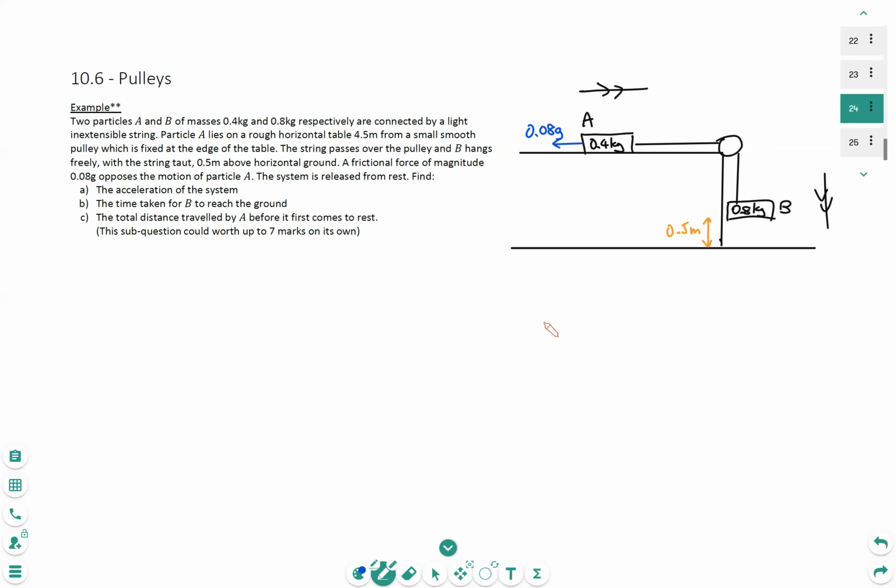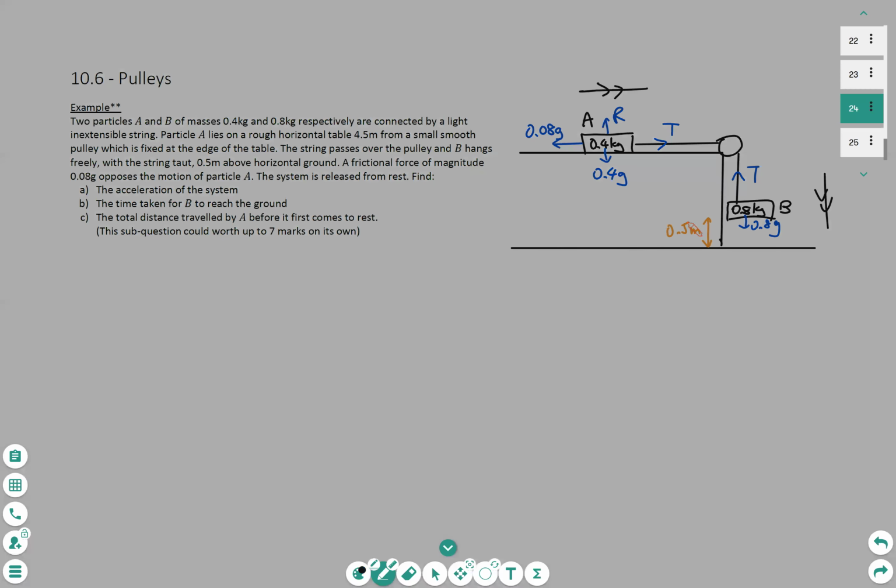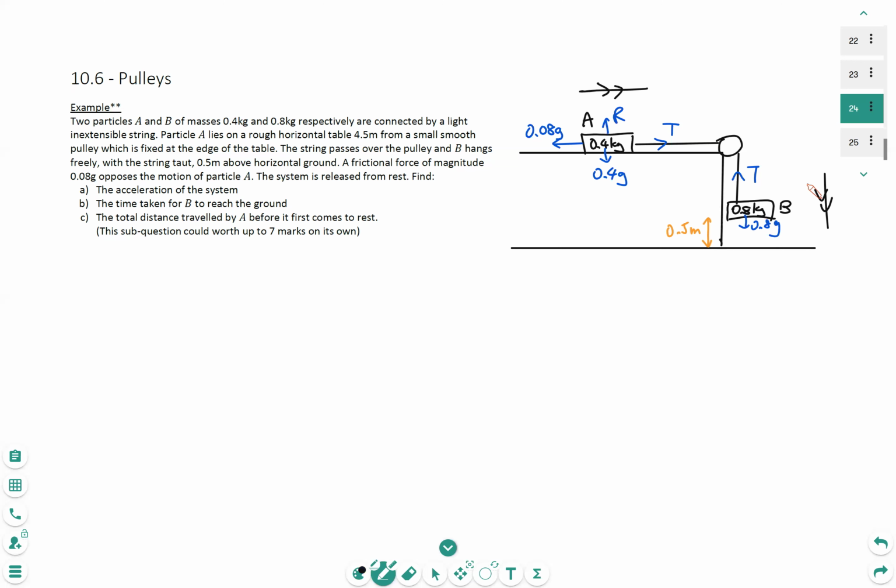I'm going to use blue color for all the forces. So again, with tension pointing towards the pulley, and then for forces on A, the weight 0.4g, and the reaction because it's on the table. For B, there's no reaction because B is dangling in mid-air, so tension is the only force, and we've got 0.8g. Once you've got all the forces, if you want to try question A and question B, feel free to be my guest. Pause the video and have a go. But if you just want to listen, you're welcome to do so as well.